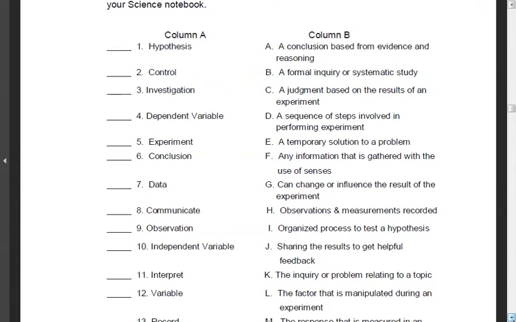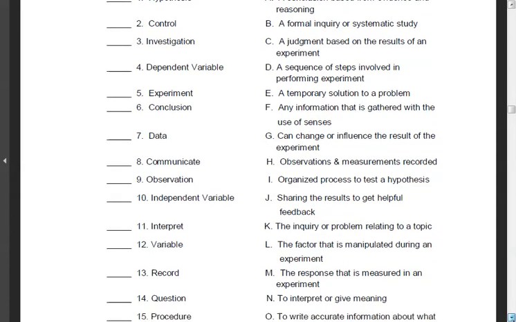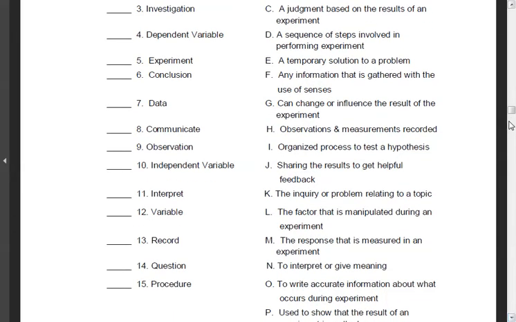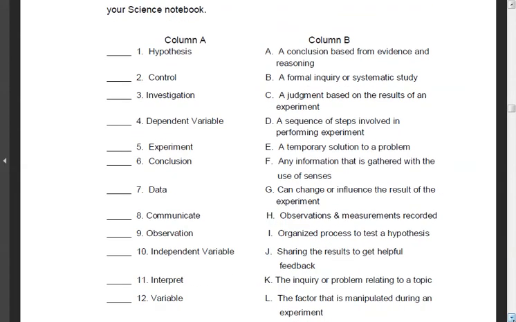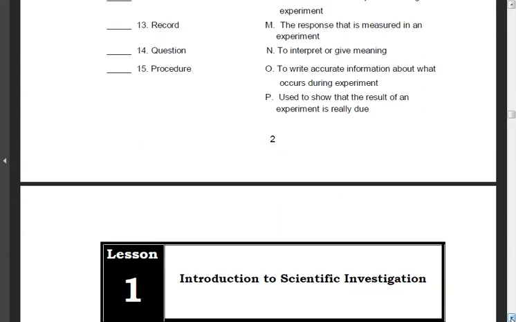In your answer sheets, you have to write down numbers 1 to 15, and then try to match which letter in column B will fit the term in column A. That is what we will do first. Go ahead, you can pause this video while you do that. After that, let us continue.